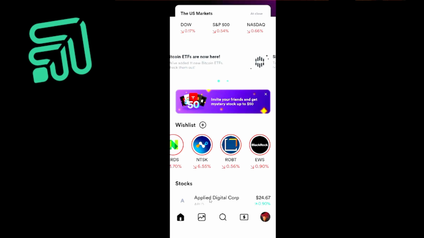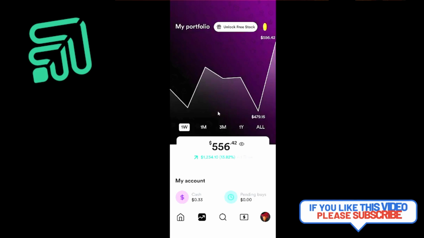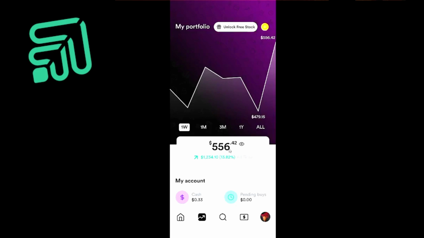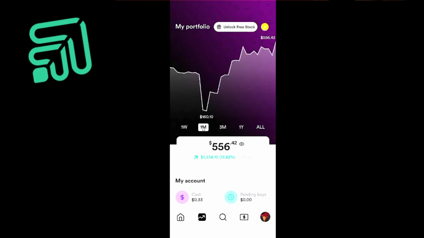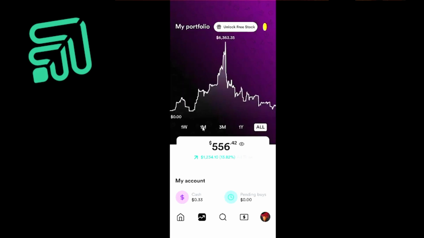The next one is this one, which is basically your portfolio. So on top is the performance of your portfolio. This one is your total money, including the money that you gain, or when you're losing money, you will also see there that your total is decreasing. Okay, so you could also check the monthly, and then the 3 months, and then the 1 year, and then you could check all.